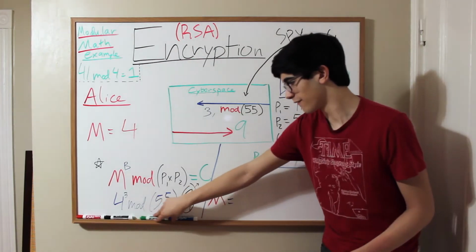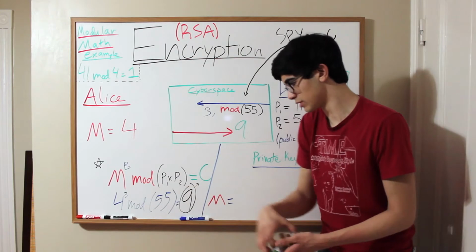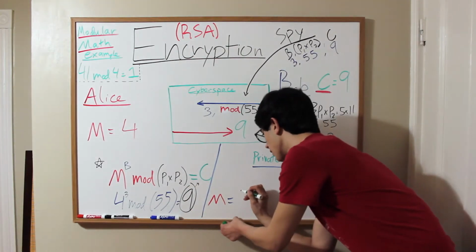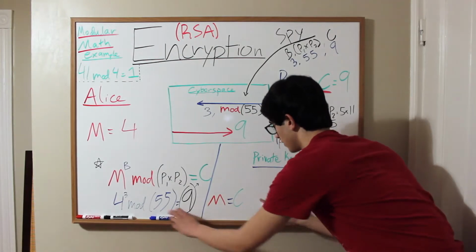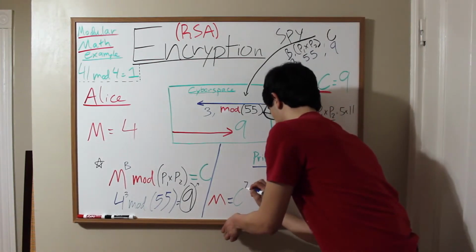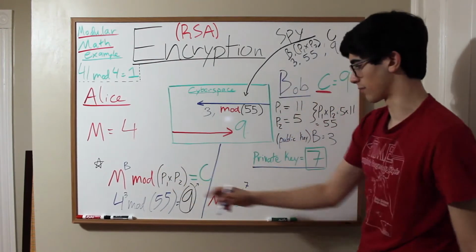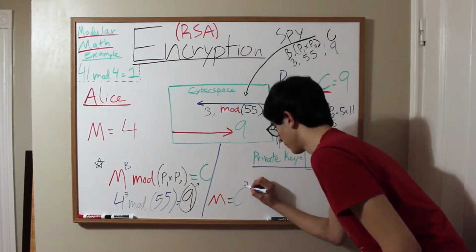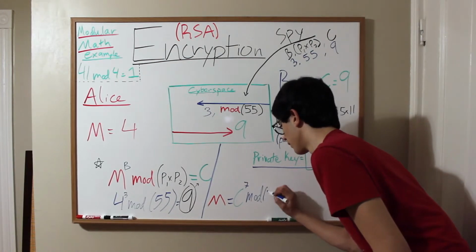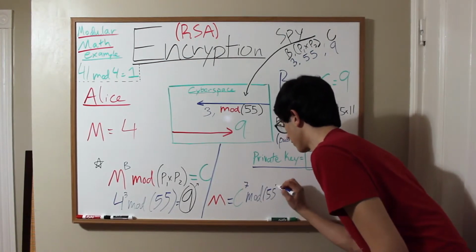So, we do that first with the newest information that we just got, C. So M is equal to C to the power of the private key. No surprise that we're doing powers again, right? The power of the private key, keeping the same mod 55.